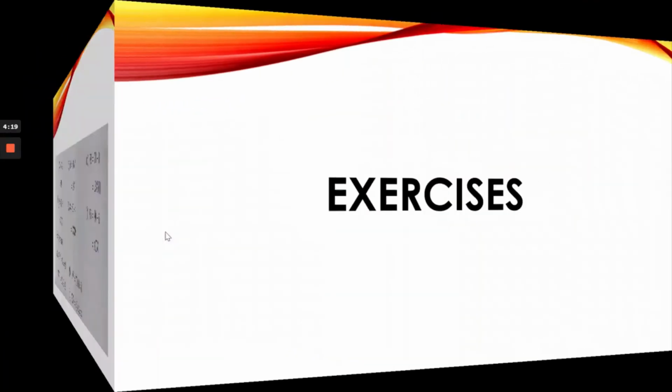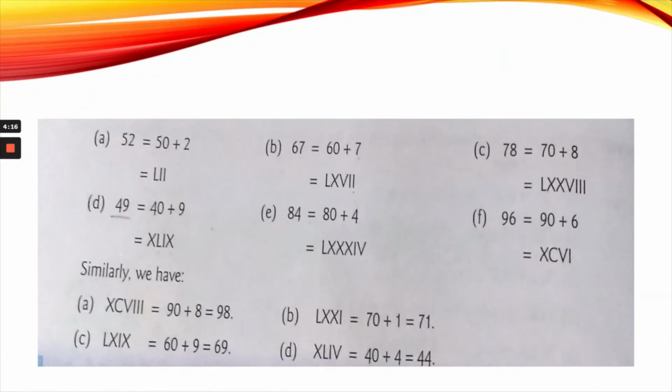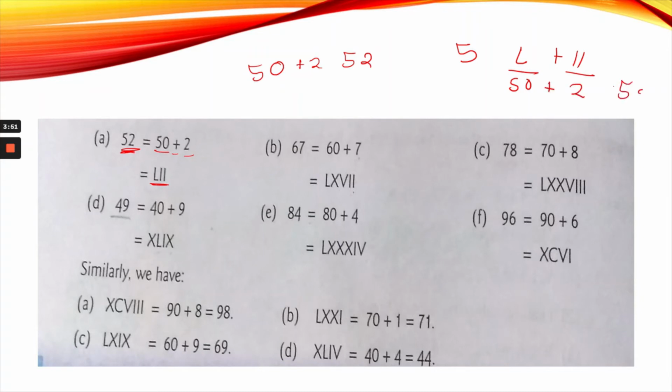52. Just a minute. 52. Okay, how will we write 52? 50 plus 2 is 52. So we will write it as LII. L is 50 plus II equals 2. So 50 plus 2 is 52. This is the easiest way, you can just convert it like this, and you can easily take out the answer.